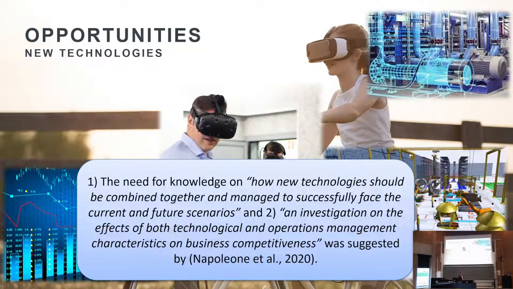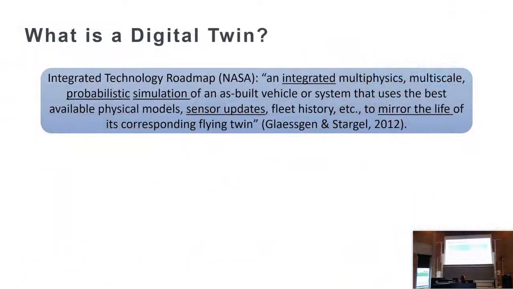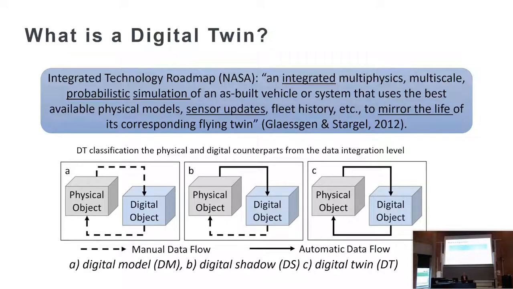We also need to investigate the impact of these technological developments in terms of operational management and business competitiveness. So I want to say a few things about digital twin. That's an old definition made by NASA. There are already quite some critics about this definition, and some updates. It simply says the digital twin is an integrated, probabilistic simulation that has sensor data and mirrors the life of its corresponding system.